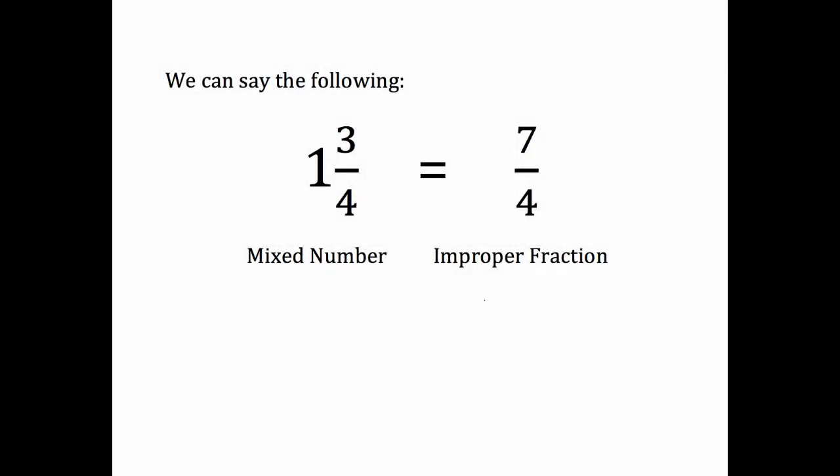So now that we've shown that 1 and 3/4 can be converted into 7/4 and vice versa, by showing it with a picture, we can say the following statement, that 1 and 3/4 is equal to 7/4.